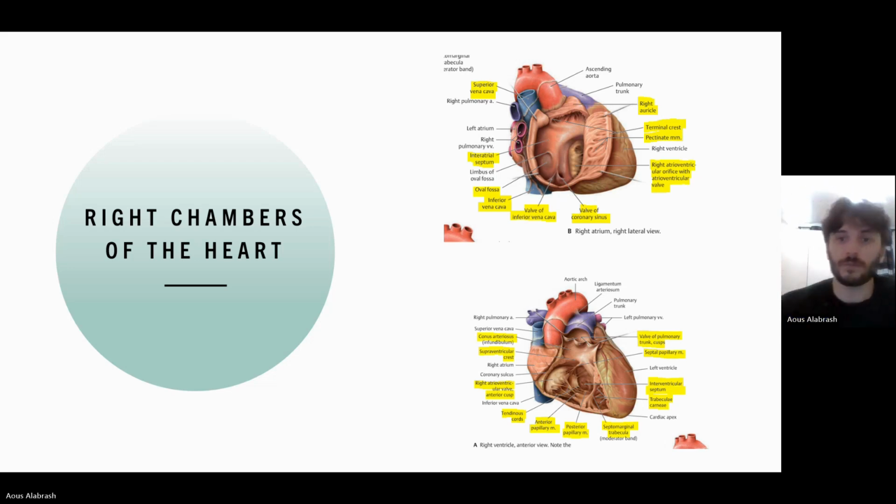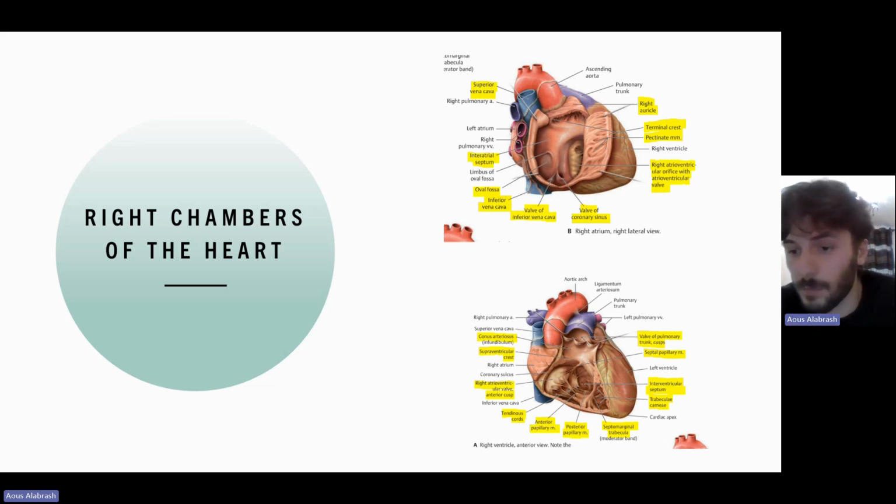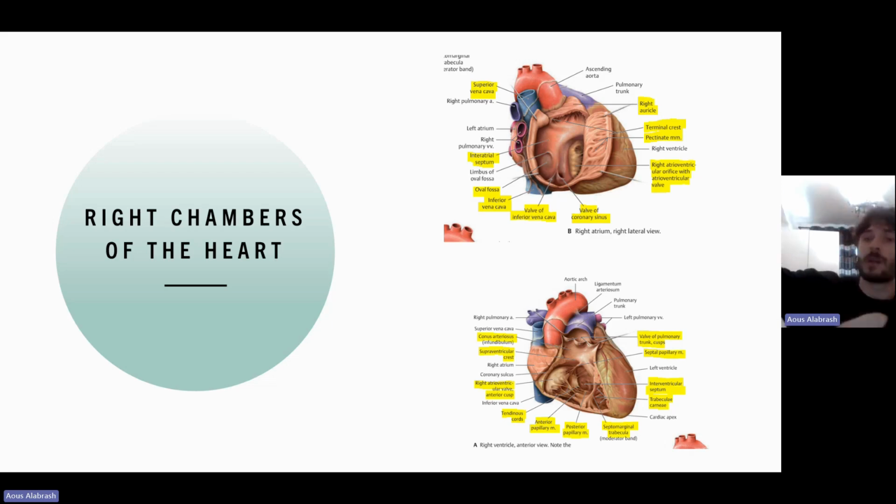The right atrium receives the deoxygenated blood from the superior vena cava and the inferior vena cava. The superior vena cava gets blood from the two brachiocephalic veins, from the subclavian, the internal jugular and the external jugular, so technically from the head and the upper limbs, while the inferior vena cava gets blood from the rest of the body, from the abdomen and the lower limbs. That's how blood comes into the right atrium. In each picture I highlighted the structures that you need to know.